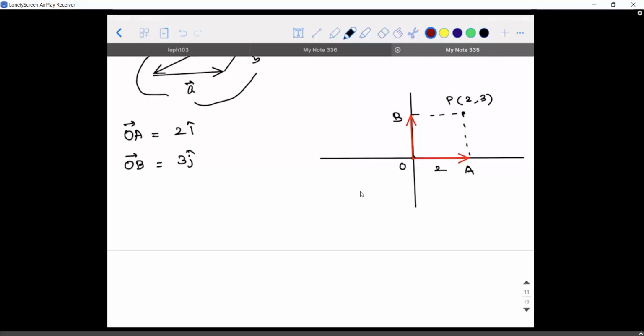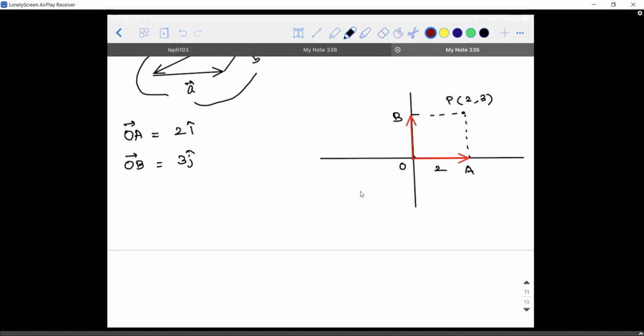If you observe OA vector and OP vector, what kind of vectors are they from the definitions that we know? First, they are position vectors. Secondly, they have the same initial point. So they are co-initial vectors, accepted from yesterday's discussion.